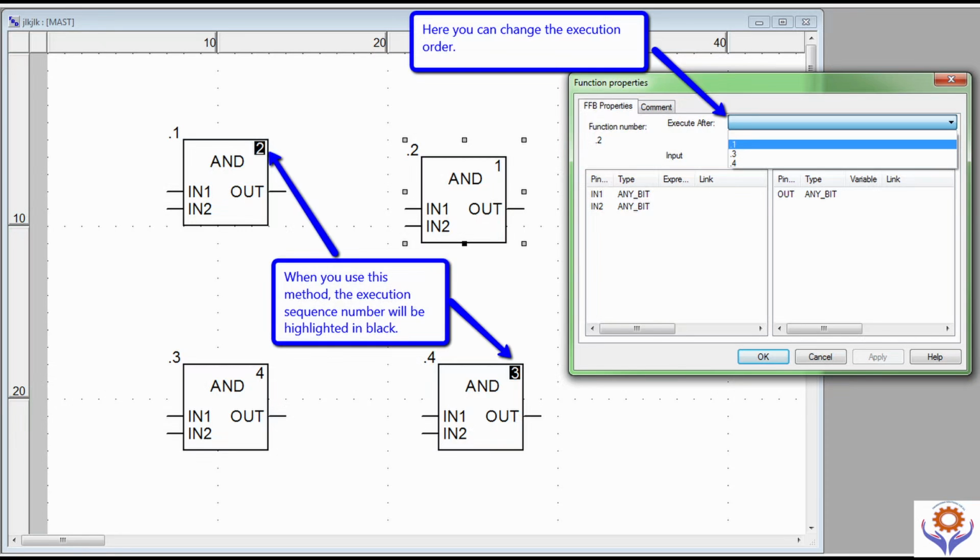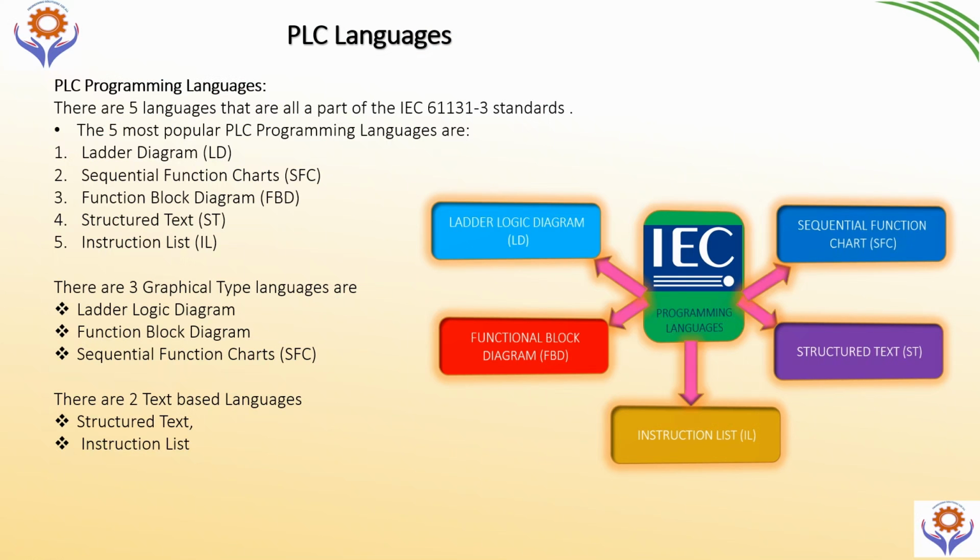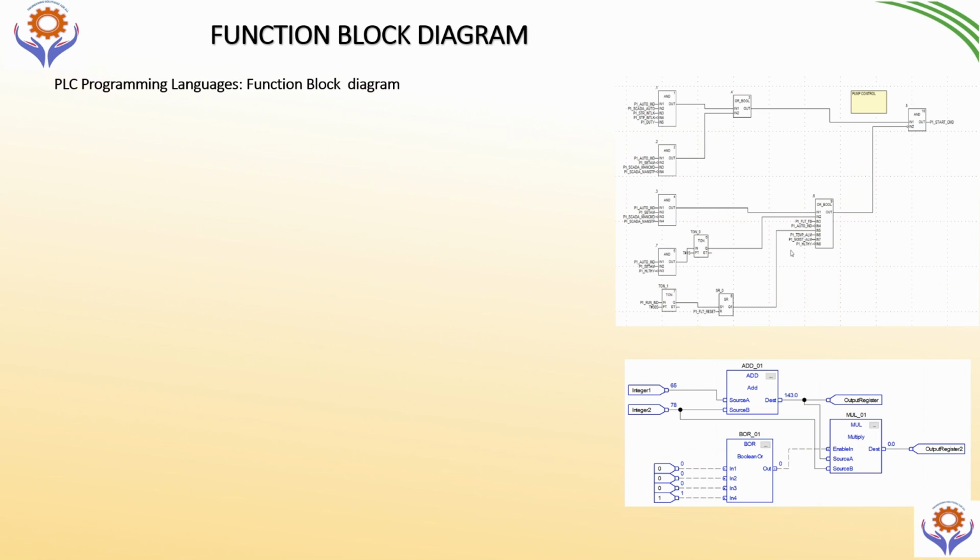Today we are going to see one of the most popular languages, called FBD, or function block diagram. Function block diagram is one of the three graphical languages, such as ladder logic diagram, function block diagram and sequential flow chart. It is used to describe the function between the input variables and output variables. Let's see inside.